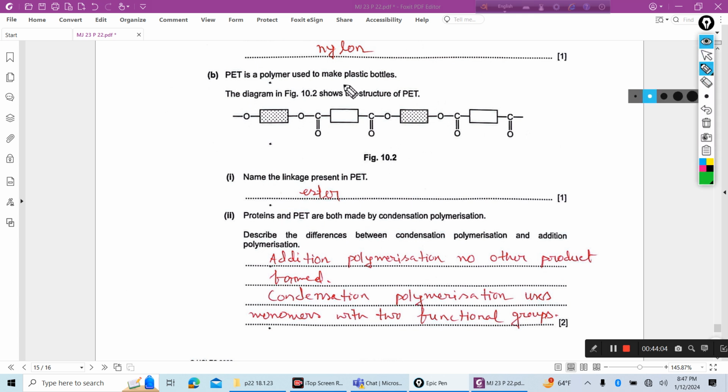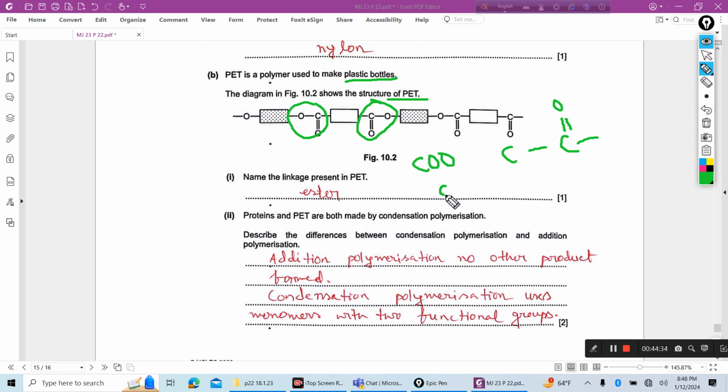PET is a polymer used to make plastic bottles. In the diagram of this PET, you see COO, this is the starred functional group. One carbon, two oxygen. So name the linkage present, the starred linkage. COO is the ester linkage, you know, and CONH is the amide linkage.